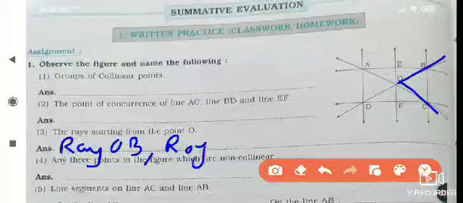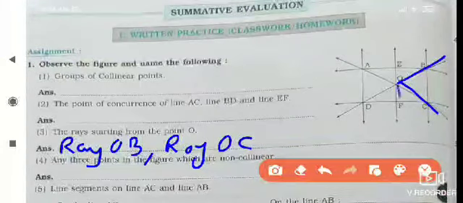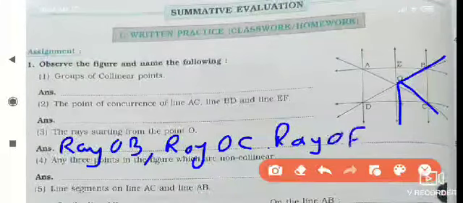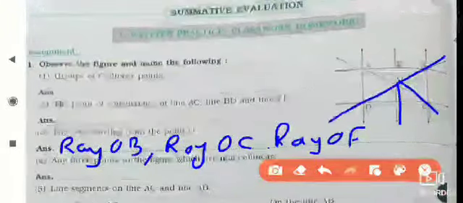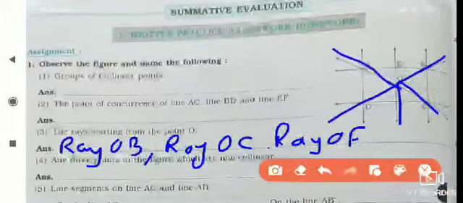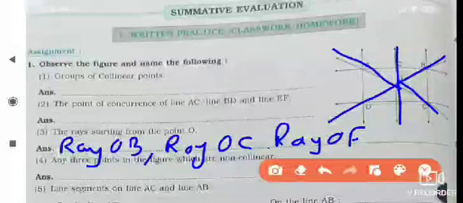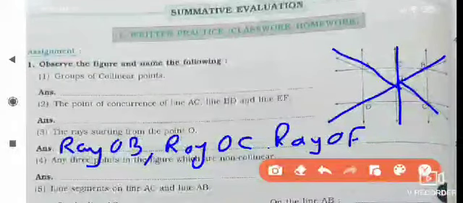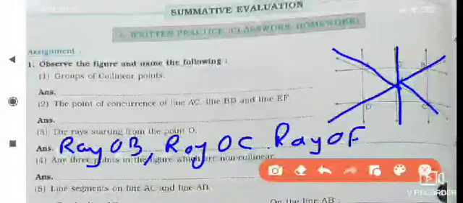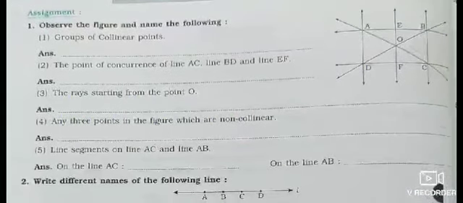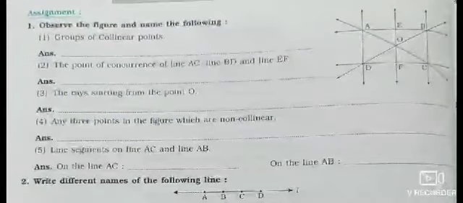So we have to write in this way: ray BO, comma, ray OC, then ray OF, then ray OD, then ray OA, ray OE. In that way, each ray's name you have to write for this question. Understand? And the starting point is O. That's why O will always be the first letter in this question.